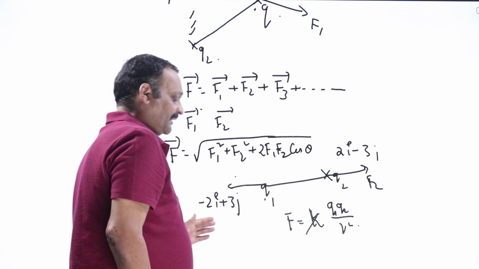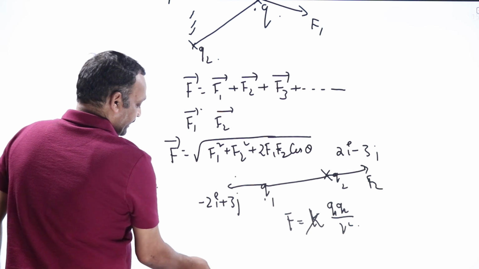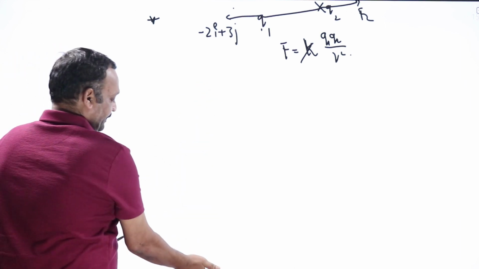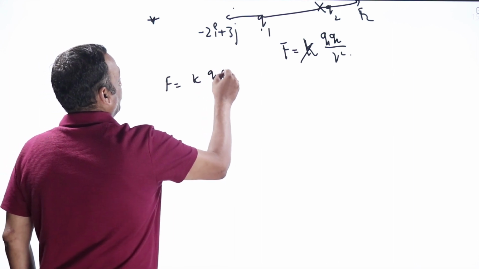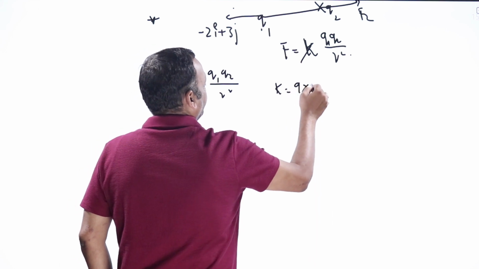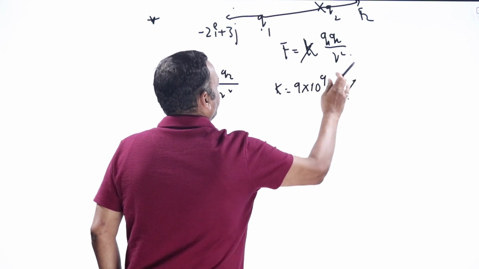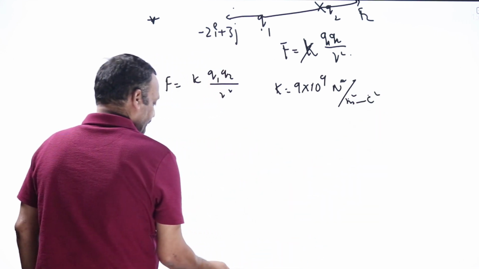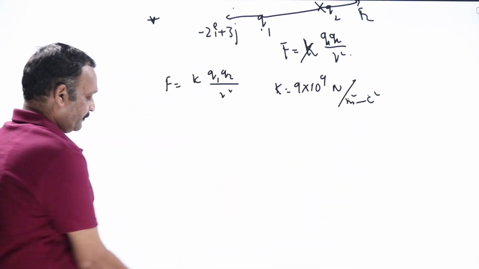So these are some aspects of the electrostatic force. Now, what is this constant k? In SI units we write F equal to k q1 q2 by r square. K is experimentally found to be nearly equal to 9 into 10 to the power 9 Newton meter square per Coulomb square.